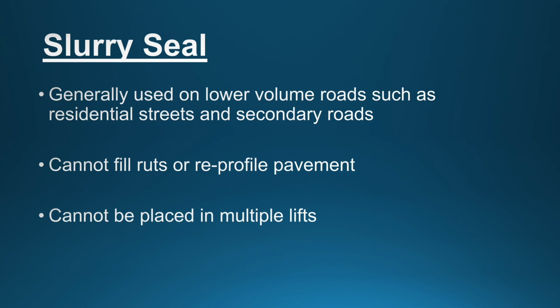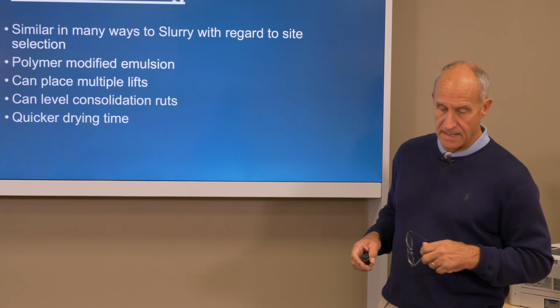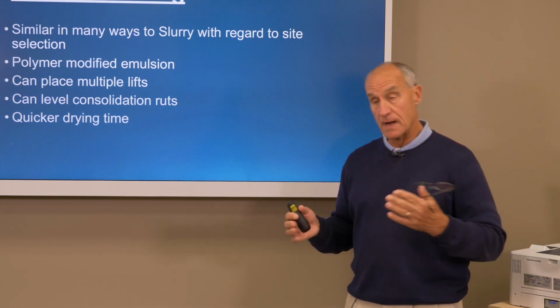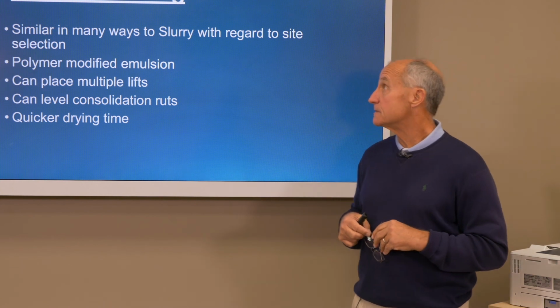Again, we're staying with the slurry seal, and I mentioned before that it's generally used on lower volume roads such as residential streets and secondary roads. It's not going to be used to do any reprofiling of a pavement. It's not going to be able to fill ruts, and it can't be placed in multiple lifts. We'll get into the differences between that and the microsurfacing in a minute to describe that there are options to take care of those deficiencies in pavements.